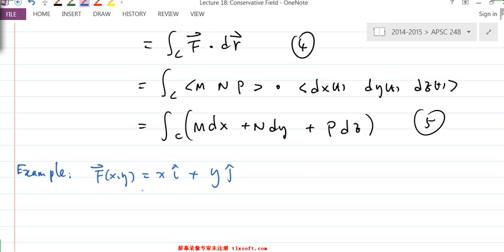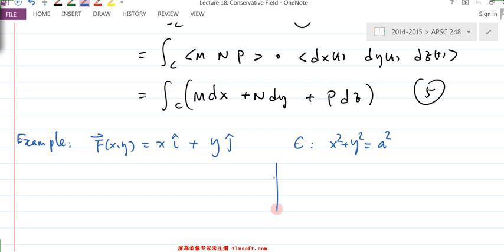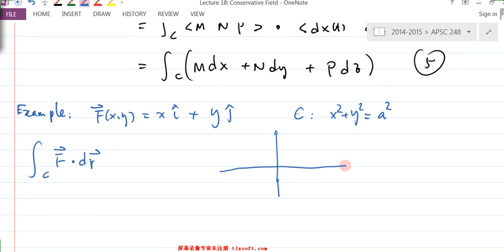So I have a vector function F equal to x i hat plus y j hat, and the curve C is a circle with a radius of a. Now, what we want is to calculate the line integral for this vector field F over this curve C. So if I draw the curve C out here, here's a circle, and there's a radius of a out here.